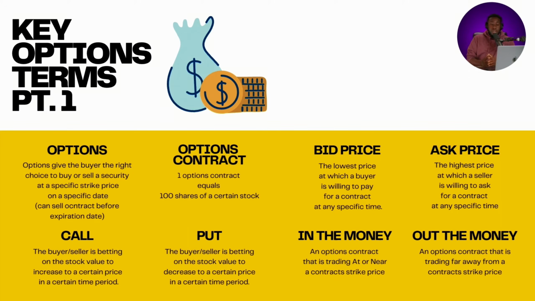Now, in the money, out of the money. When you're in the money, it's when an options contract is trading at or near a contract strike price. So if you're trying to choose between in the money or out of the money, which is literally the opposite, you want to buy a strike price that is currently either at or near the contract's price, which would be in the money, or far away from it, which would be out of the money.